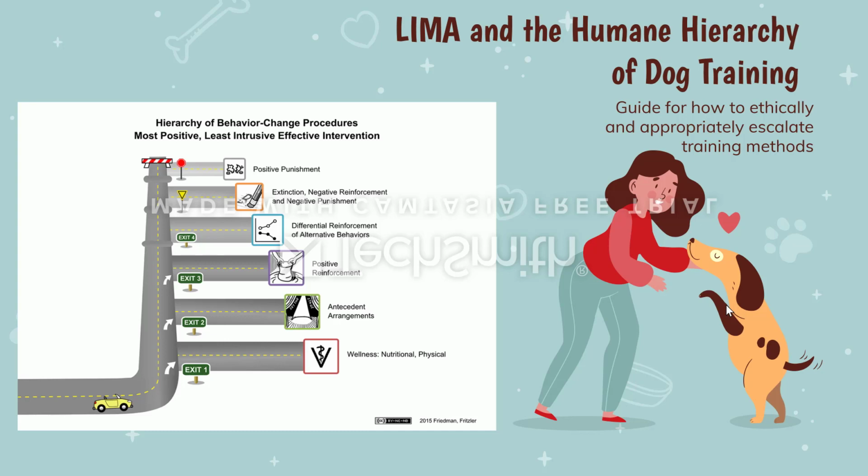So if you are working with a professional and you're looking at this chart and you feel that they have escalated their training methods too far too fast, that's a big red flag. You can find this chart on Google. It's part of the International Association of Animal Behavior Consultants information, as well as the Certification Council for Professional Dog Trainers.